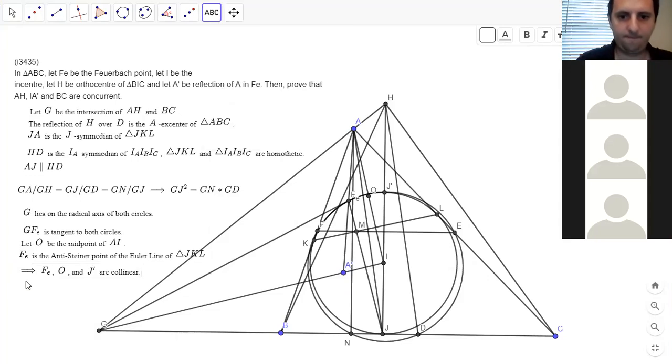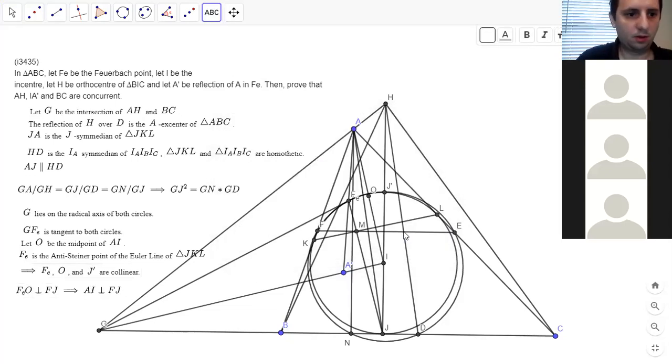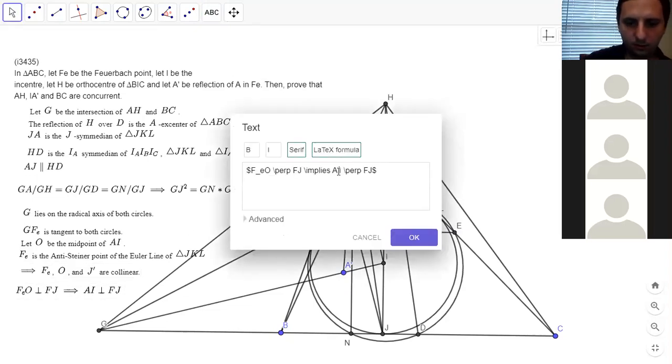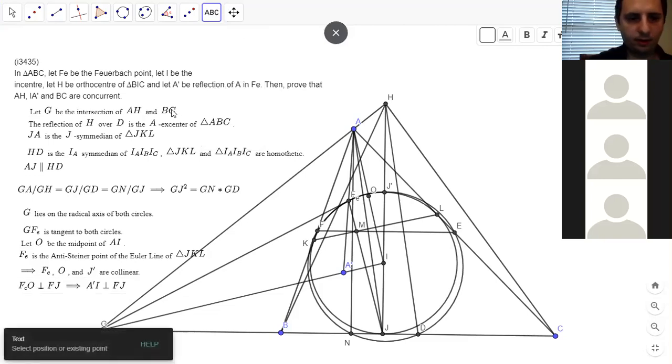So, and I'll say A'I. And so that means that by symmetry, those three are concurrent. So yeah. All right.